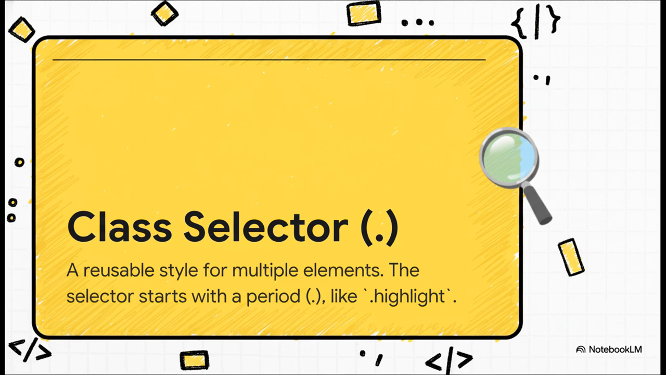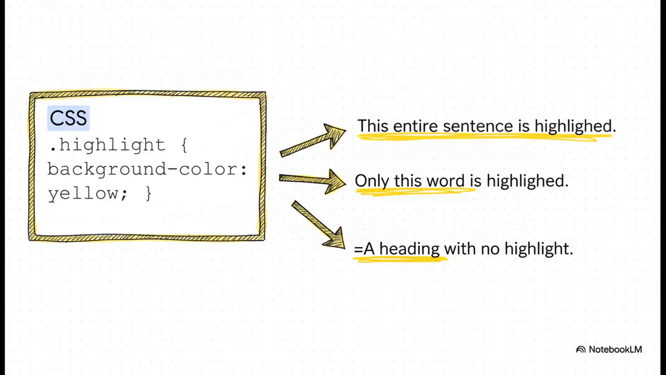The whole idea behind a class is reusability. You create a style, you give it a name, which always starts with a dot, by the way, and then you can sprinkle that class onto any HTML element you want. And this example shows that off perfectly.